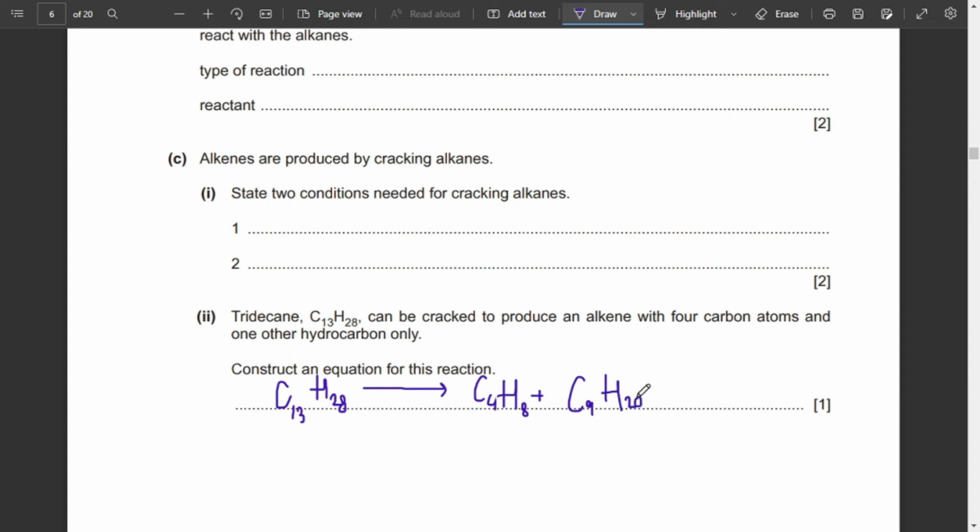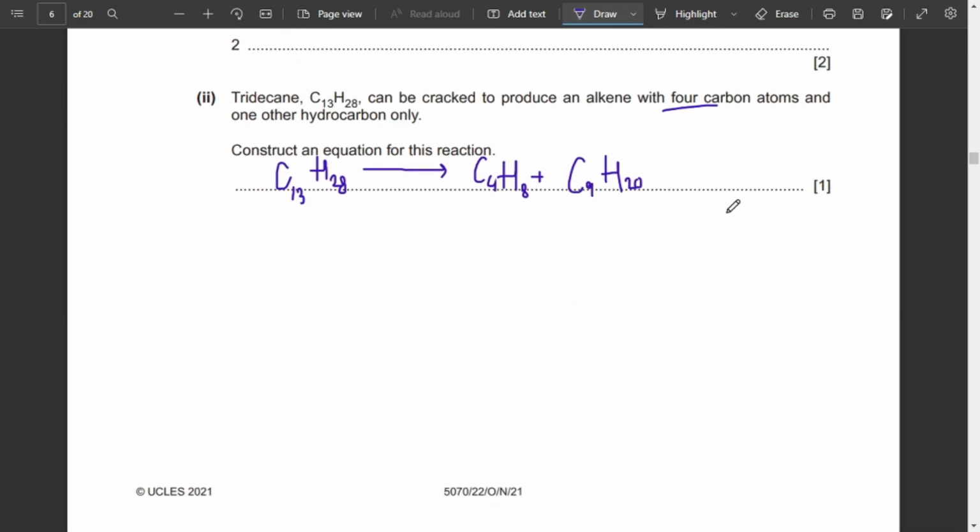Alright, so this is how you're going to make the equation. We already have one alkene over here, that is C4H8 is the alkene and C9H20 is the alkane. Since it's specific that we need to have an alkene with 4 carbon atoms, this is how it's going to be cracked. You can also form different equations. You can form CH4 for instance as the other product, and we can also have C4H8 with a ratio of 3. You can do variations in it, it's up to you. But I think this is the simplest equation.